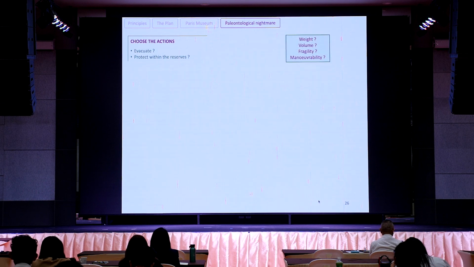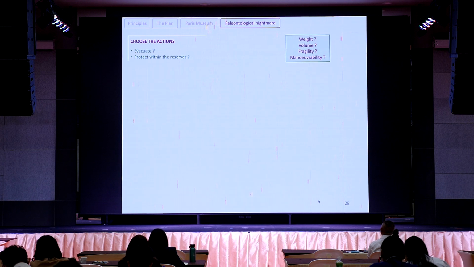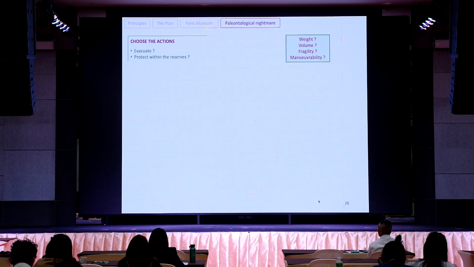So let's consider, we will go back to the examples a bit later, that you have chosen the specimens. Then you have to consider what you will recommend for them. Will you recommend them to be evacuated or rather protected in the reserves? To do that, you also have to play between different things: the weight, the volume, how fragile your material is, and how easy it is to move it. If you need 20 people to move a specimen, likely it's not an idea to request it to be evacuated. So it's this kind of thing.